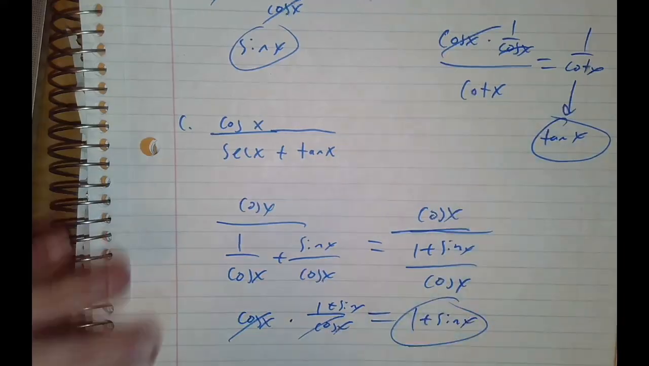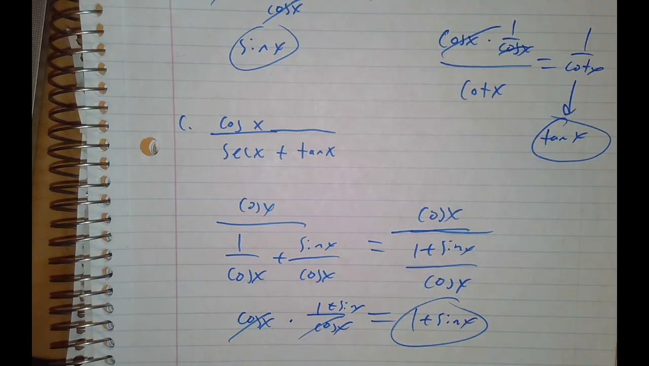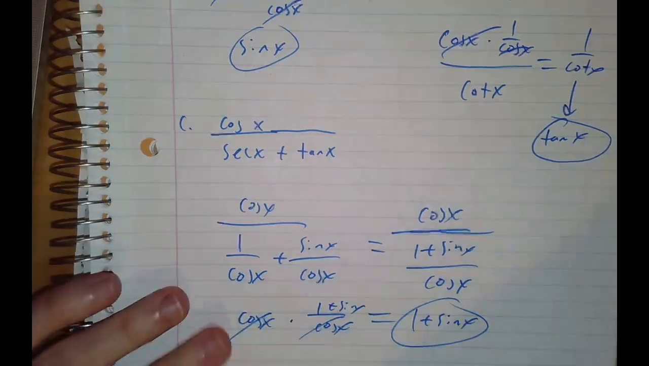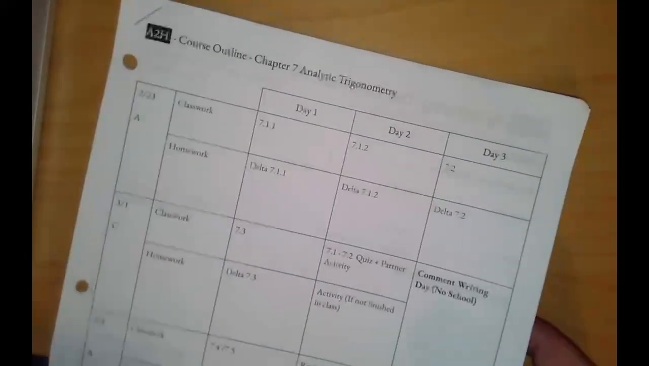Okay, so that's the warm-up. That should have been not too bad. And then we're going to get started with the lesson. So go ahead and get out your notes. I do have those. This is lesson 7.1.2, trig identities, trigonometric identities.